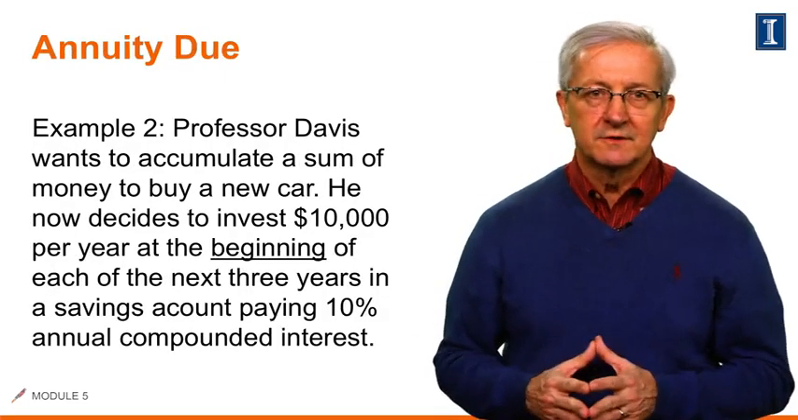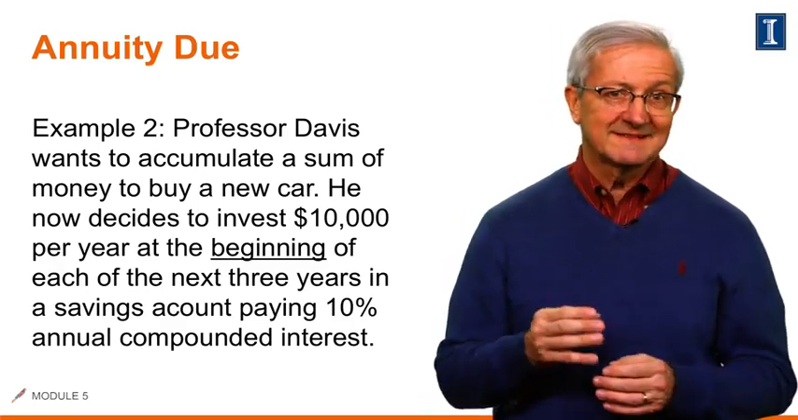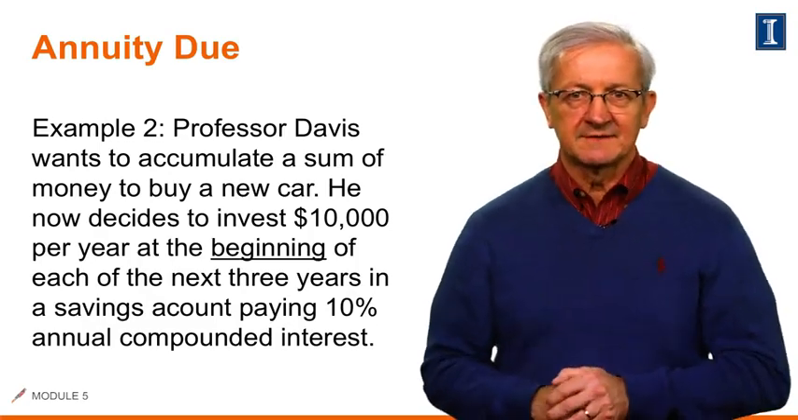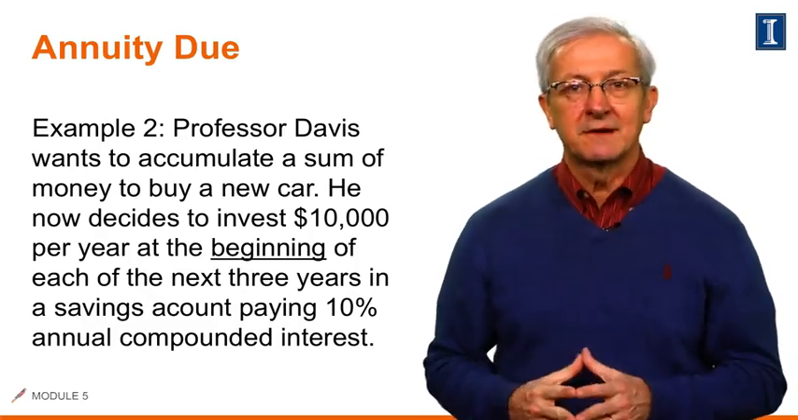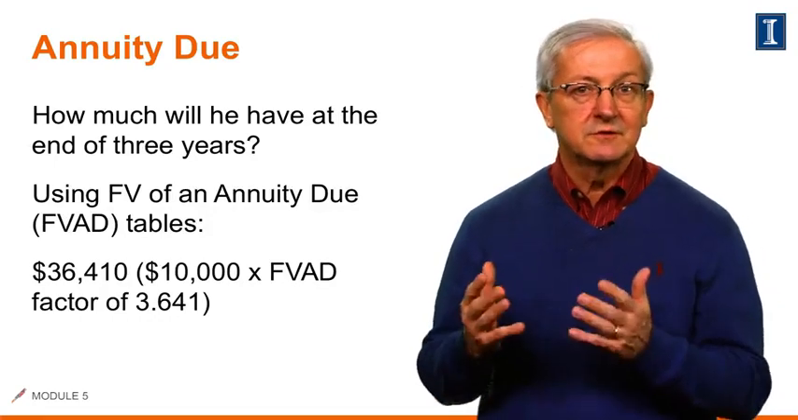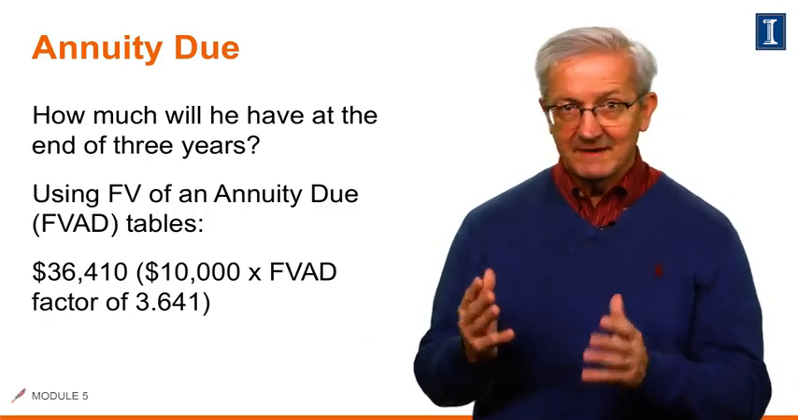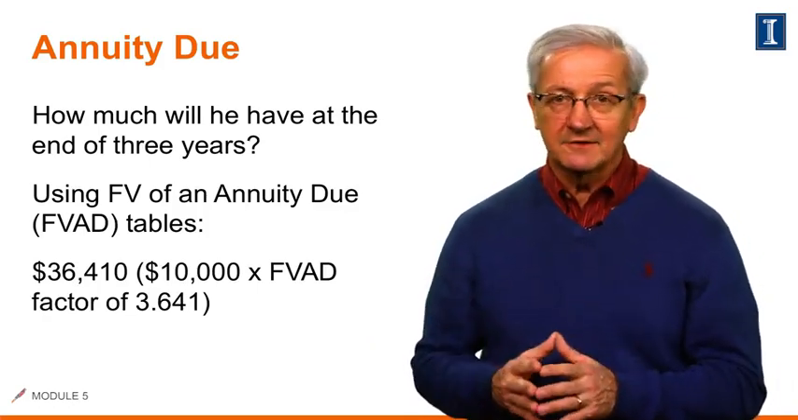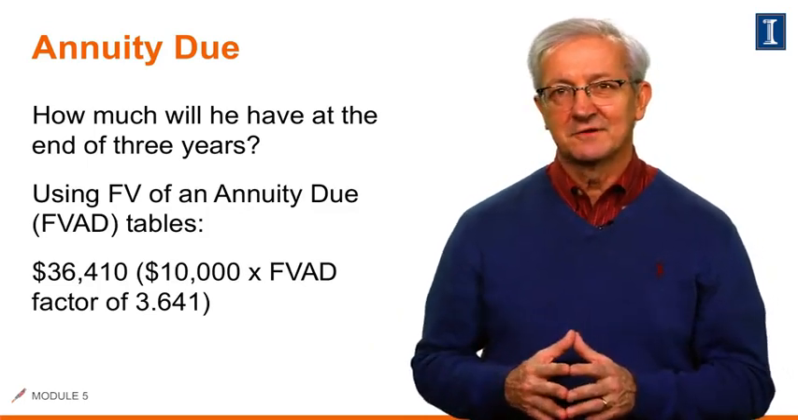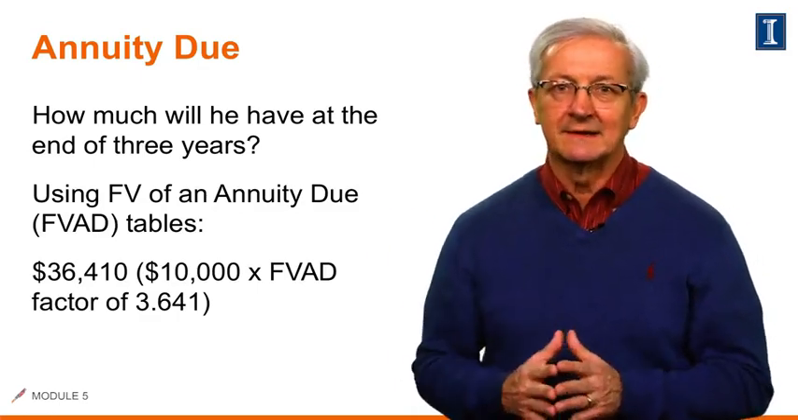Next, let's talk about annuity due. How much would I accumulate for this new car if I invest $10,000 at the beginning, not the end, but the beginning of each of the next 3 years in a savings account at that annual compounded rate of 10%? Well, by using the future value of an annuity due table found online, you take your $10,000 times that FVAD factor of 3.641, and you get $36,410. Now this sounds like an even nicer vehicle. I'm kind of liking this idea.